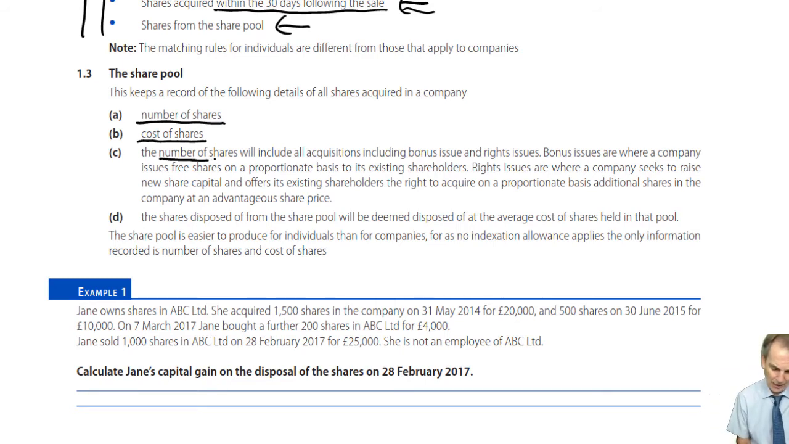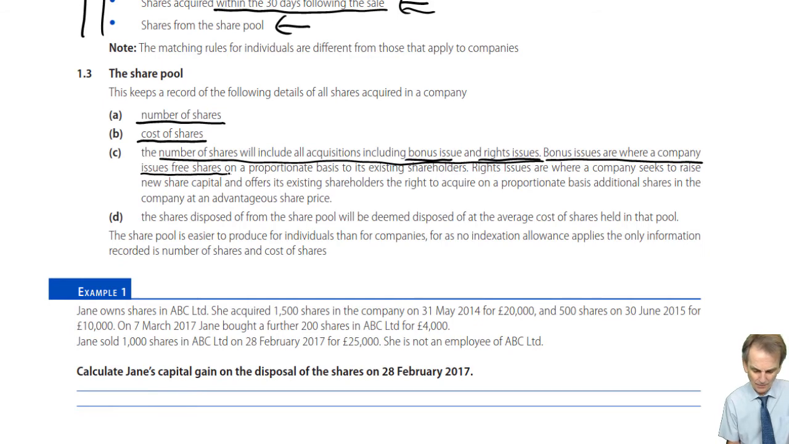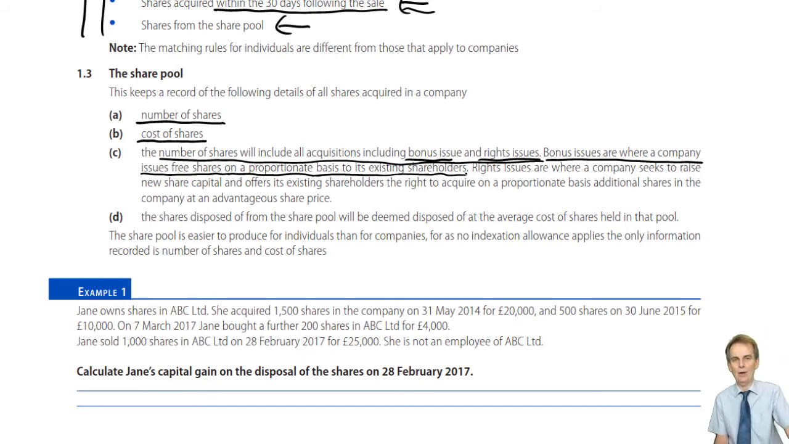So the number of shares will include all acquisitions, including, and there we go now, from your accounting knowledge, we should know about those two, a bonus issue and a rights issue. Bonus issue, we might not see much sense in. A rights issue is rather more sensible. But what are they? Bonus issues are where a company issues free shares on a proportionate basis to its existing shareholders. Bit of a waste of time, you might say there.